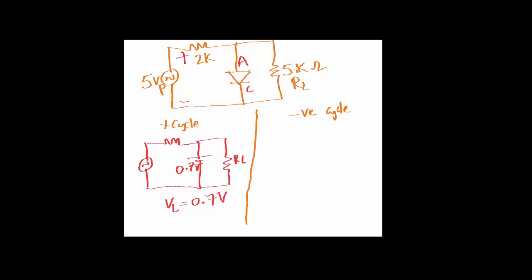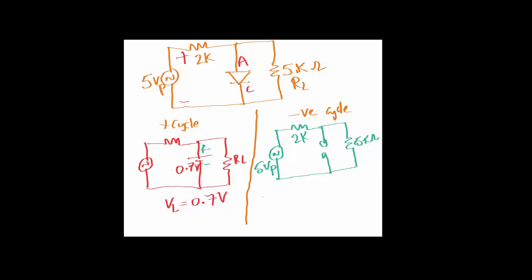Again, the polarity of the diode is important. If you observe the diode, the anode is on the top, so that's the positive side, and that is going to be the negative side of the 0.7 volts. But during the negative half cycle, the diode will be reverse biased. So if I redraw the circuit, a reverse biased diode will act as an open circuit, and I have a 2 kilo ohm resistance, a 5 kilo ohm resistance, and a 5 volt peak signal.